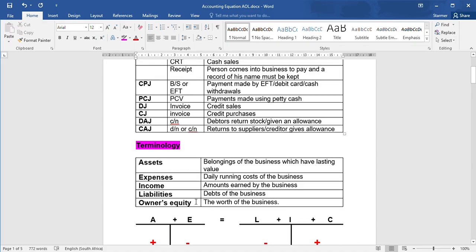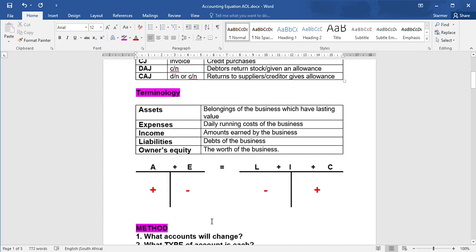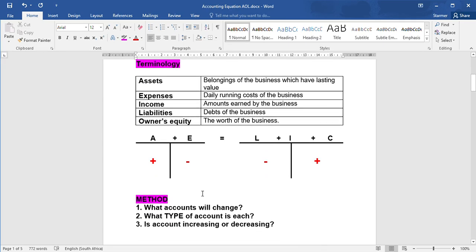Now when we're dealing with these transactions, to assist, I make use of this equation. Assets plus expenses must equal liabilities plus income plus capital. Assets and expenses are on the left of the equal sign, so they increase on the left, and obviously then decrease on the right. Liabilities, income, and capital are on the right of the equal sign, so they increase on the right and decrease on the left.